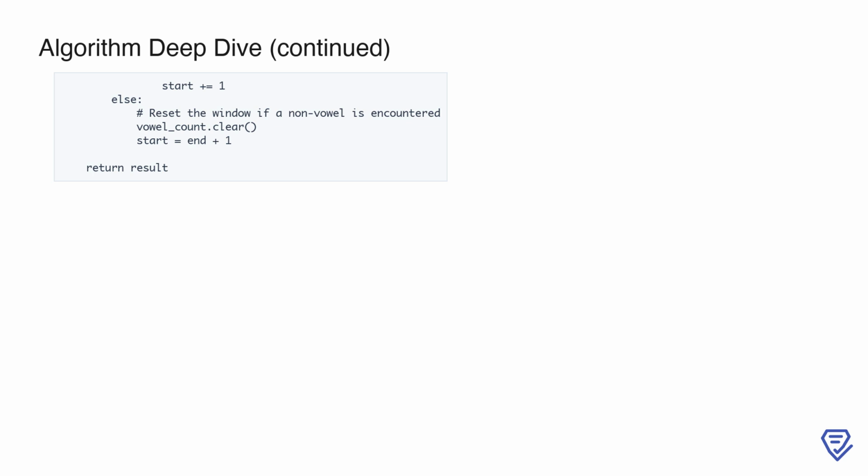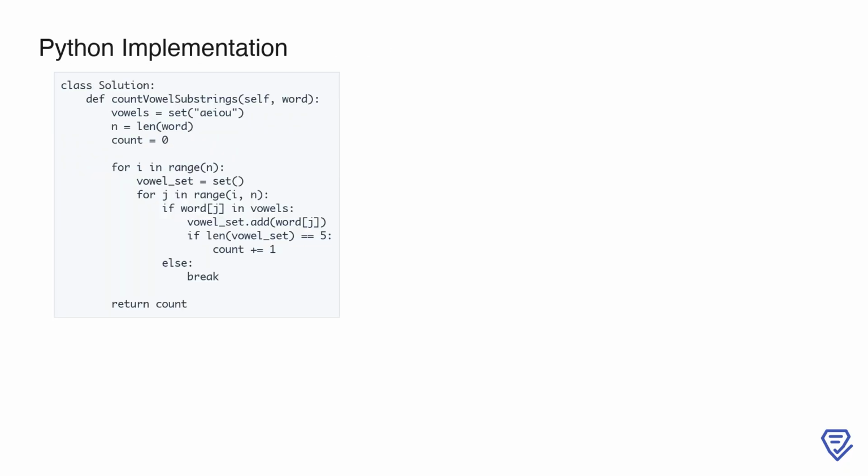This implementation is efficient, concise, and handles edge cases such as strings with no vowels or substrings interrupted by non-vowel characters. By leveraging the sliding window technique and a hash map for vowel tracking, the algorithm achieves optimal performance with minimal overhead. This Python solution efficiently counts the number of vowel substrings in a given string word. The approach involves iterating through the string, and for each starting character, it examines substrings until it either finds all 5 vowels, a, e, i, o, u, or encounters a non-vowel character.